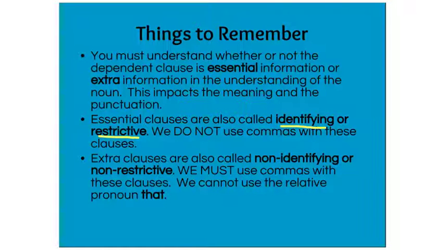So if we have information that we cannot remove because we need it to know which one we're talking about, we cannot use commas. Because if we have commas, that means it can be taken out. Now, if it is non-identifying or non-restrictive information in the adjective clause, we have to use commas, and we cannot use the relative pronoun that.